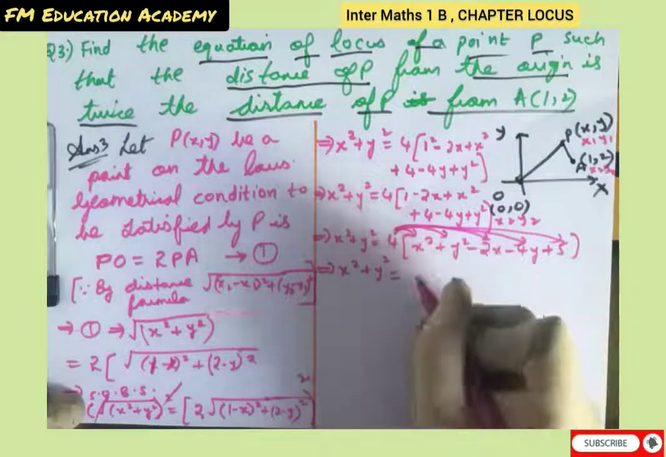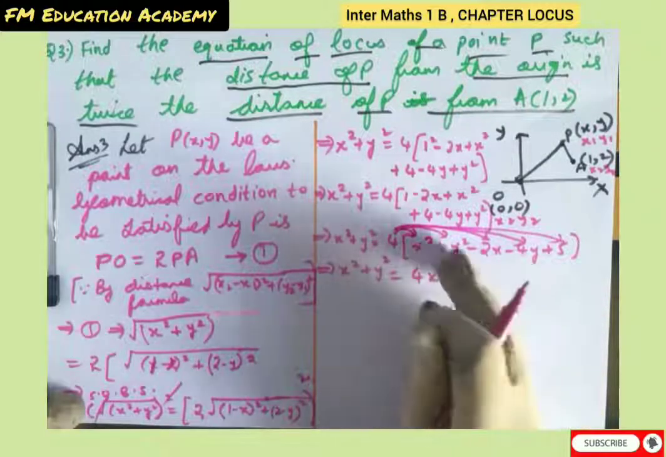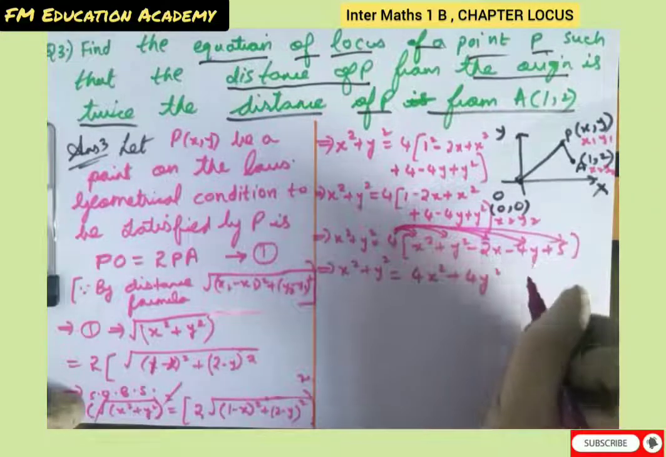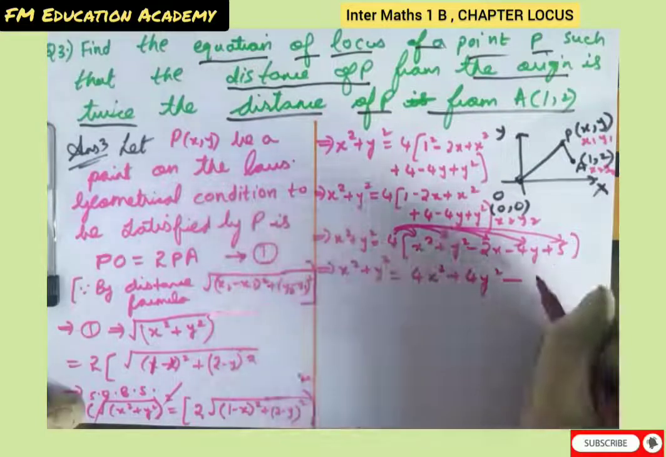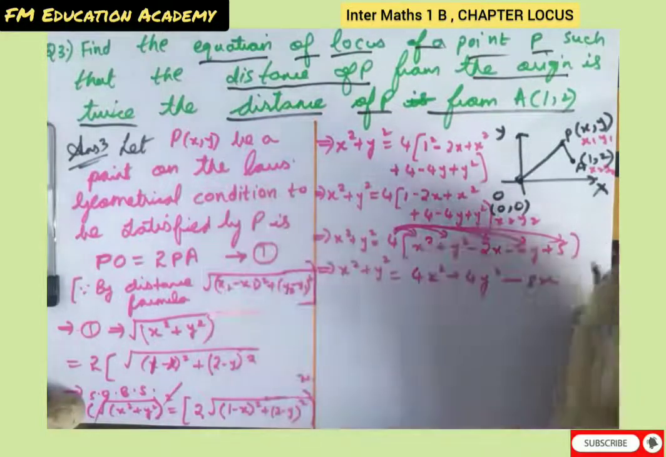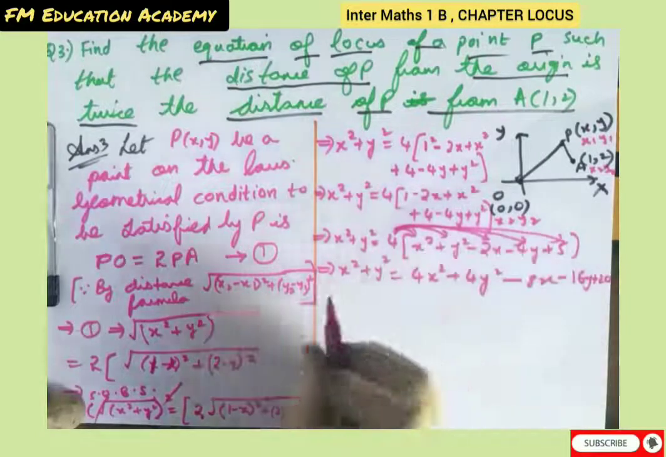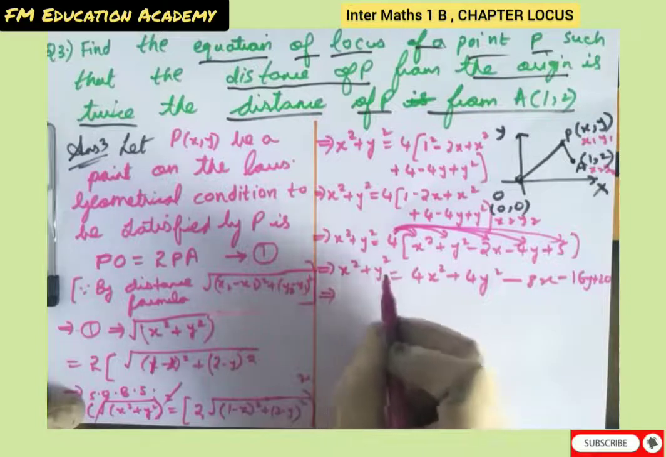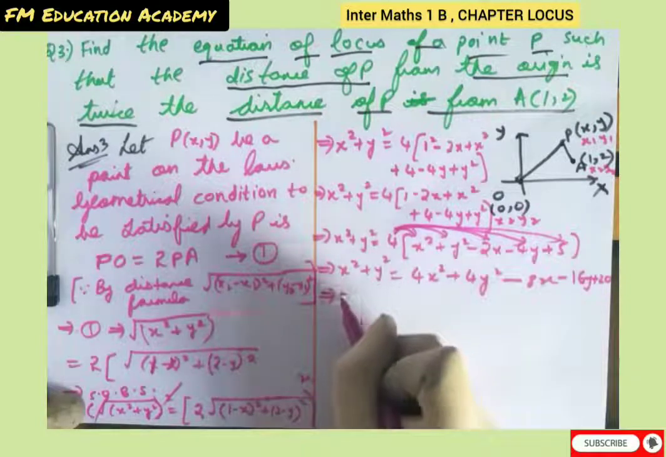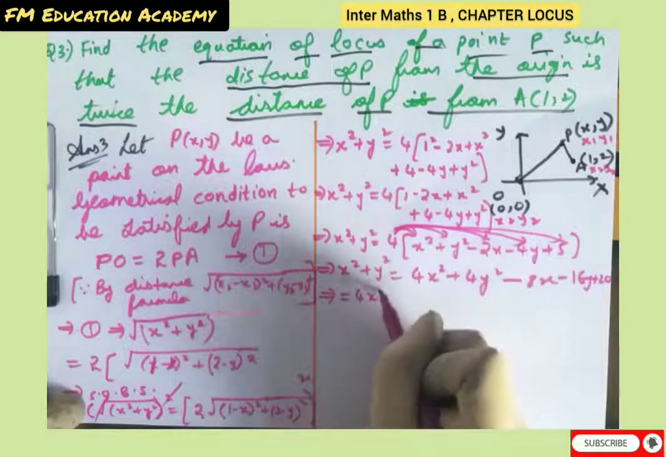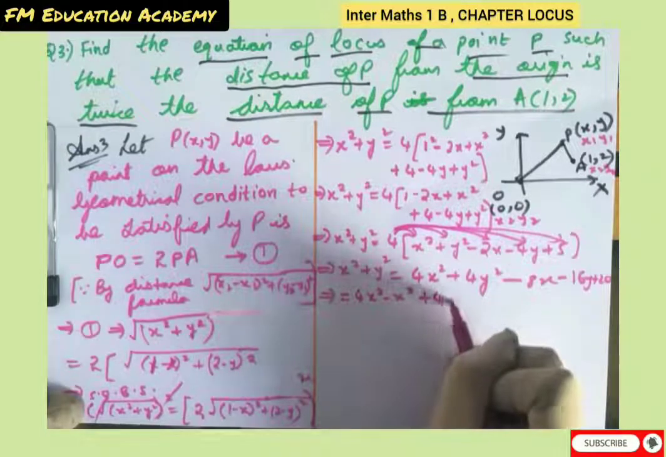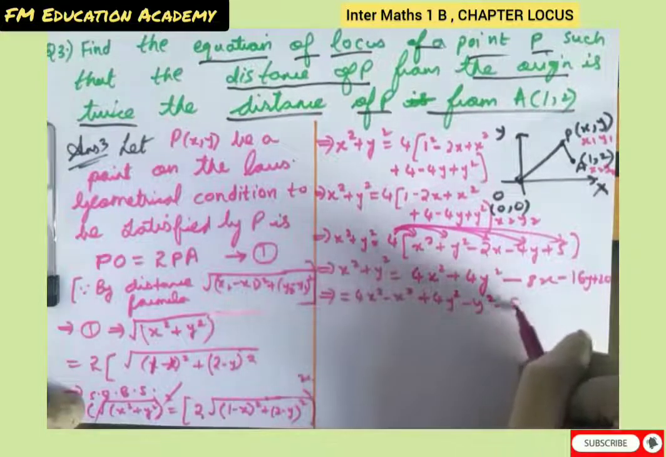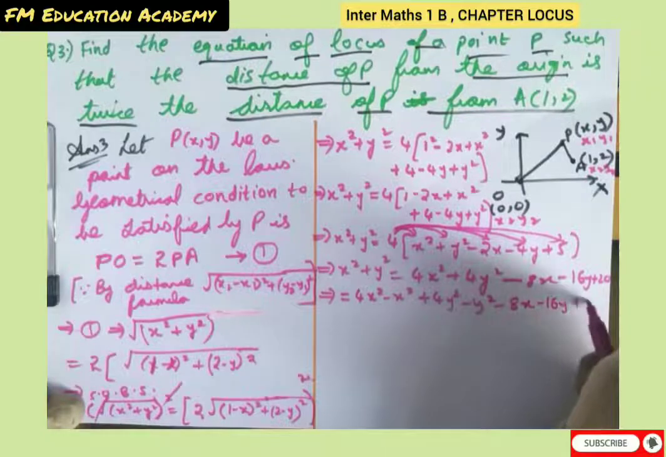4 into x square is 4x square, plus 4 into y square is 4y square, minus 4 into 2 is 8x, minus 4 into minus 4y is, 4 4s are 16y, plus 4 5s are 20. So this is our equation. Now x square plus y square will go on the LHS. So what will it become? 4x square minus x square plus 4y square minus y square minus 8x minus 16y plus 20.